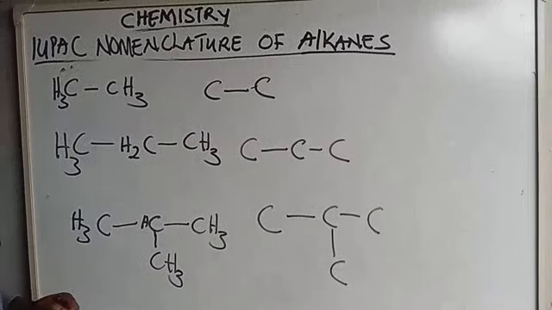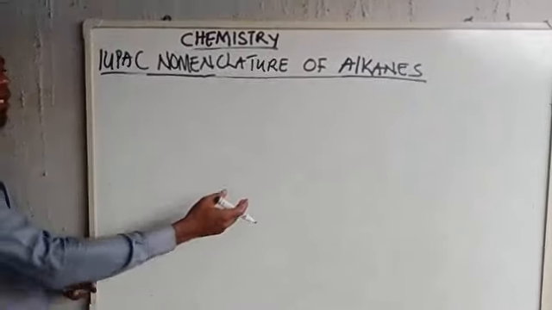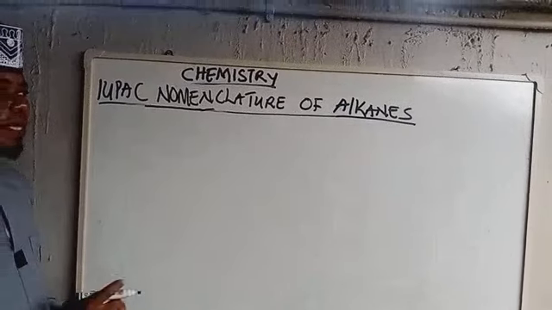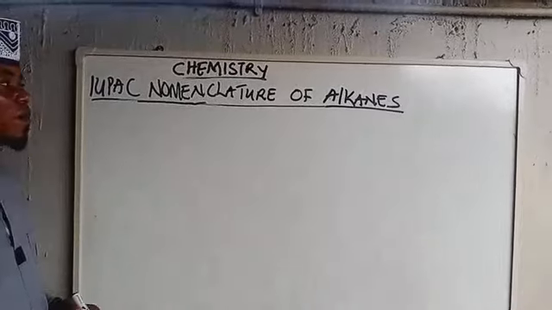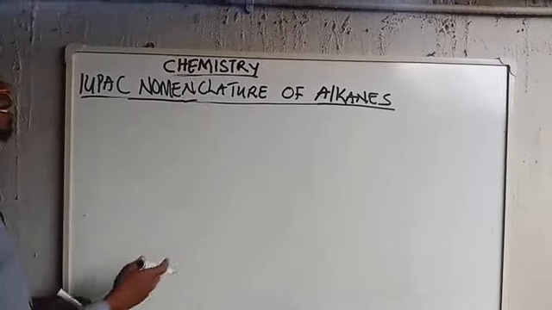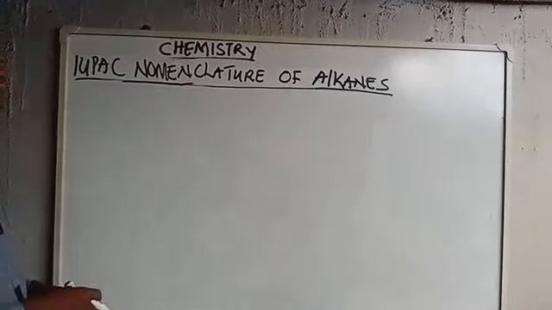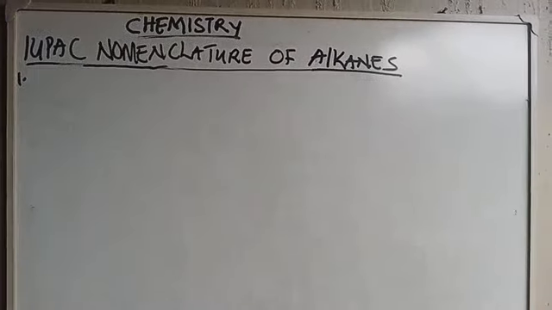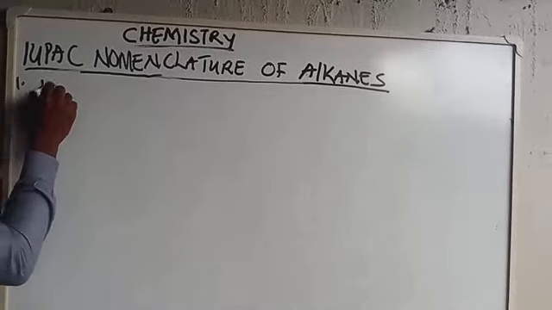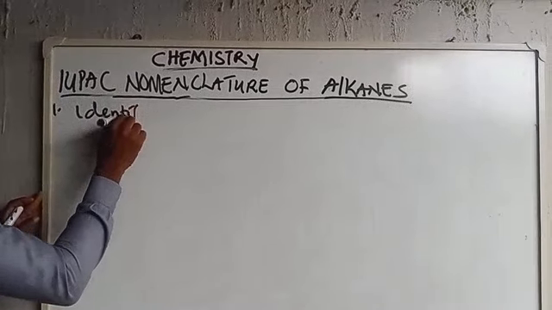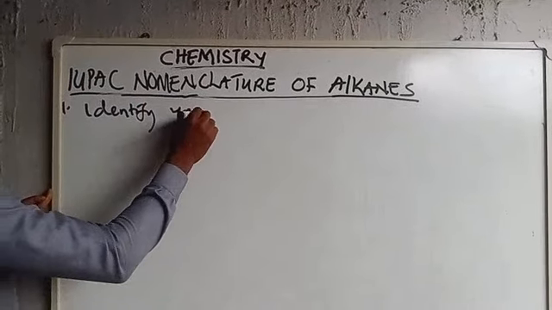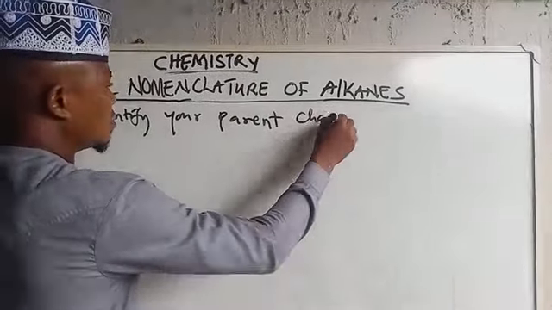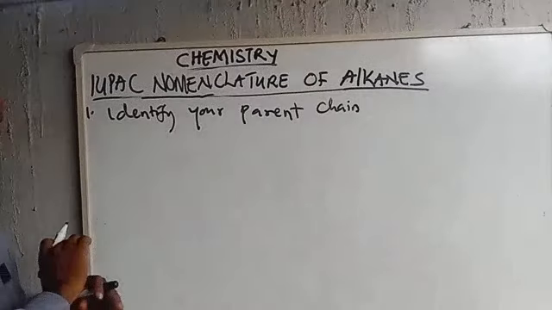Alright, so let's continue. Now, having understood the skeletal representation, we're going to use 5 tricks that will make it simple for you to understand IUPAC nomenclature of alkanes. Once you understand these, alkynes and alkenes will not be a problem. Now, trick number 1, which is rule number 1, you have to identify your parent chain, and the parent chain is simply the longest chain.